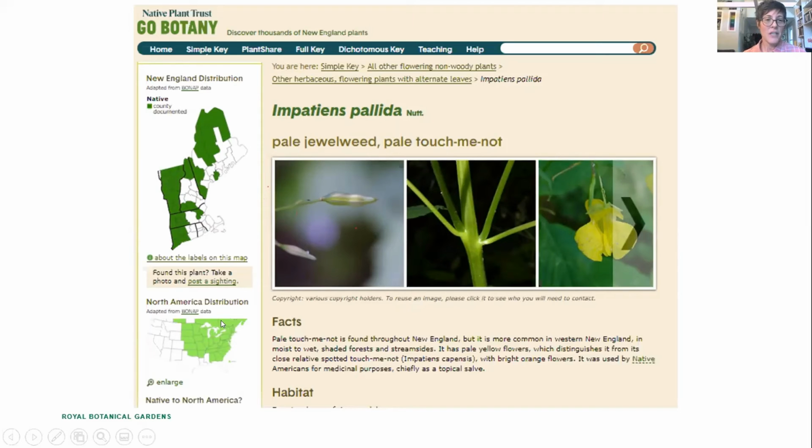If the range map is colored green, that means it is native to here. If it's purple, that means it's an introduced species. It'll give you some facts about the plant, and if you scroll down, it will tell you more about the habitat and the plant description. And there's even along the side sometimes a little section of what you can easily confuse this plant with, and that is one of the most useful parts of this particular key, in my opinion. I appreciate that part quite a lot.